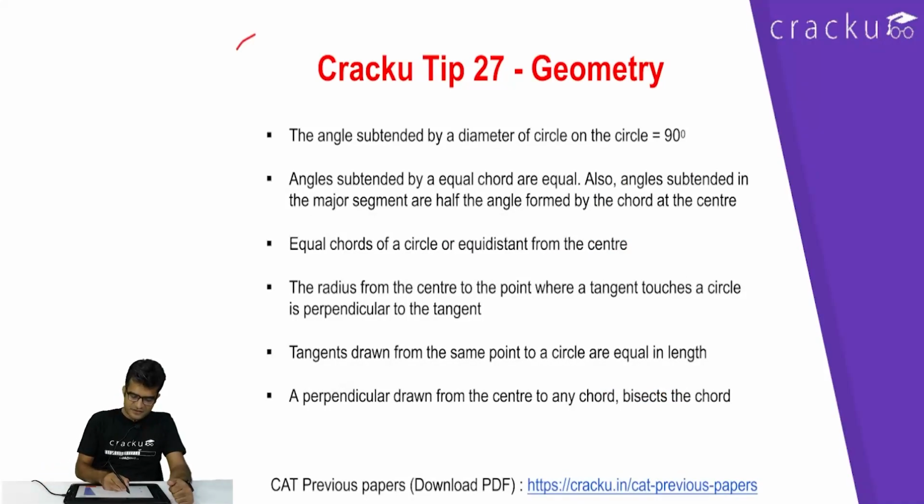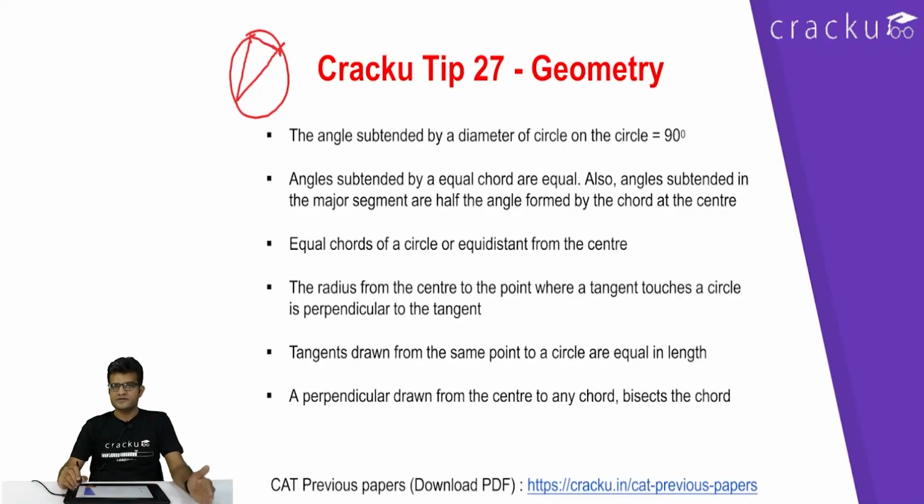Now, an extension of this is that if you have a circle and if you have the diameter of the circle, if you connect both the ends of a diameter of the circle to any point on the circumference, this angle will always be equal to 90 degrees. So the angle subtended by a diameter of the circle is always equal to 90 degrees.